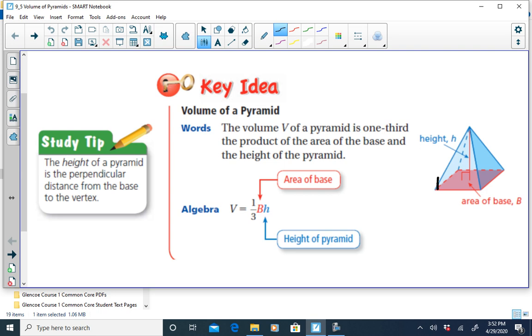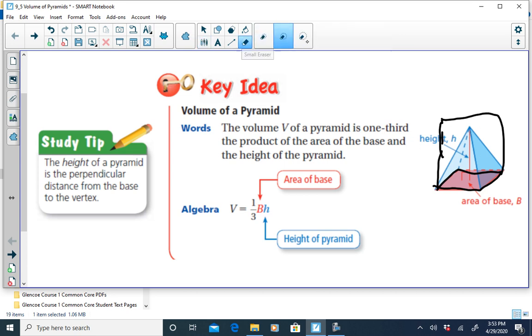Because if we had a rectangular prism, if we sketched in a rectangular prism here, and that pyramid has the same base as the prism, if you filled that pyramid with rice or water, it would take 3 of those pyramids to fill the prism. And because it takes 3 pyramids to fill the prism with the same base, the volume of the pyramid is 1/3 of the volume of the prism.